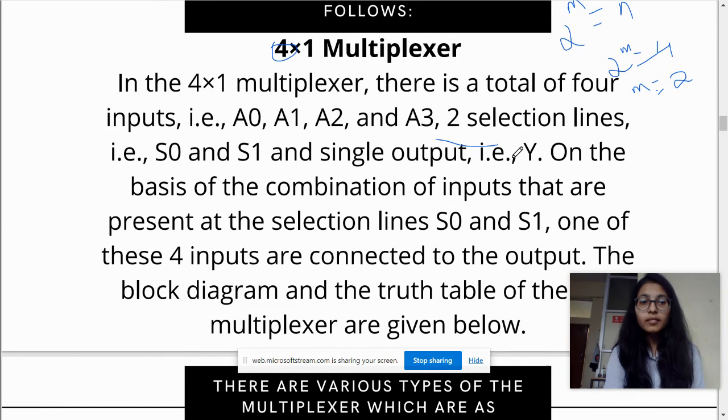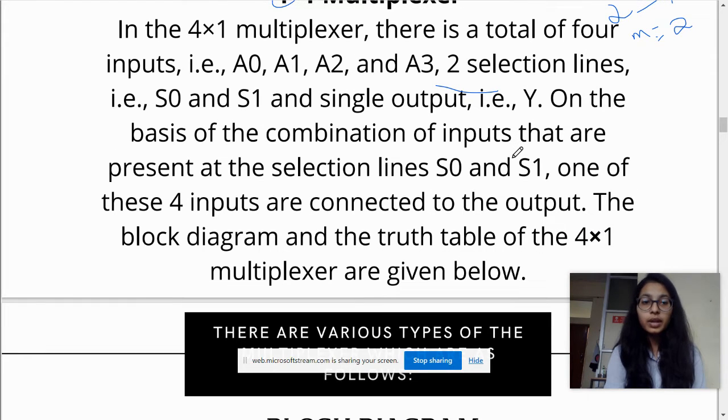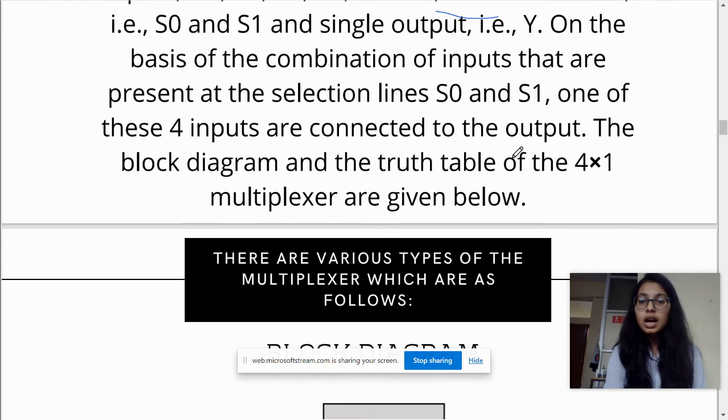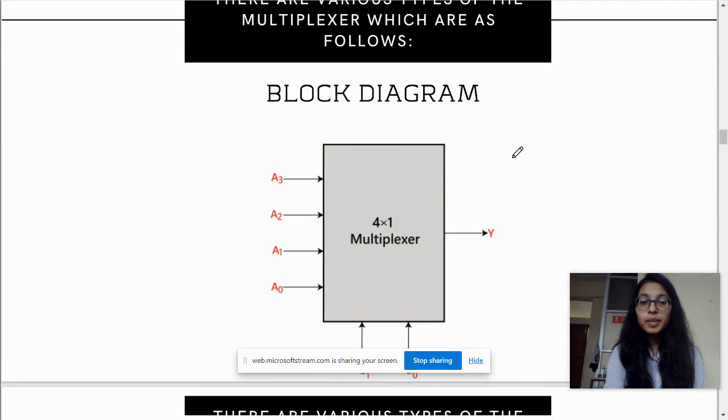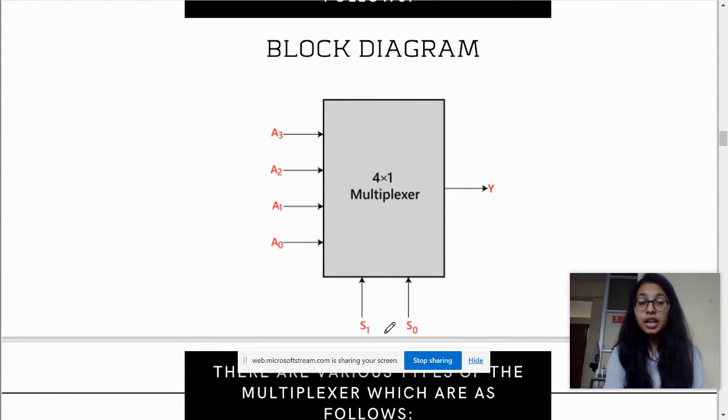So, on the basis of the combination of inputs that are present at the selection lines S0 and S1, one of these four inputs is connected to the output. So, basically, since there are two selection lines, it won't depend on just one, it would depend on the combination of these two. The output would either be A3 or A2 or A1 or A0. So, depending on the combination, the output would be one of these.